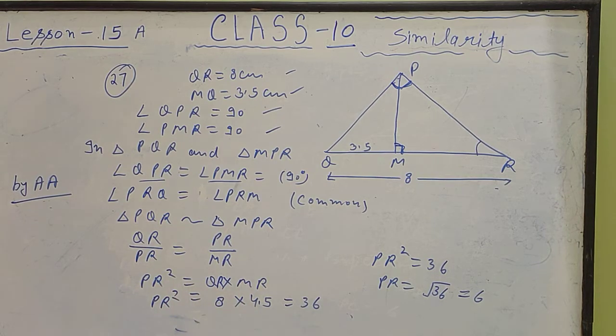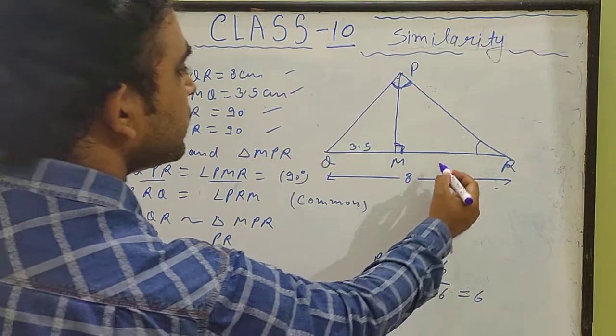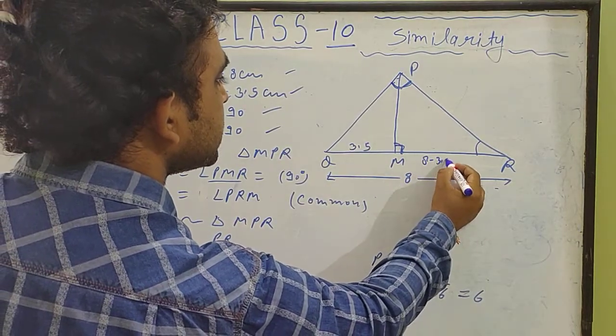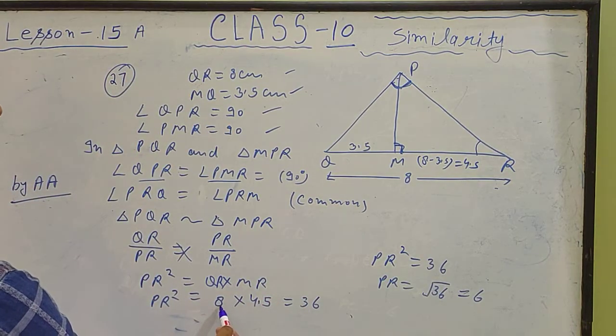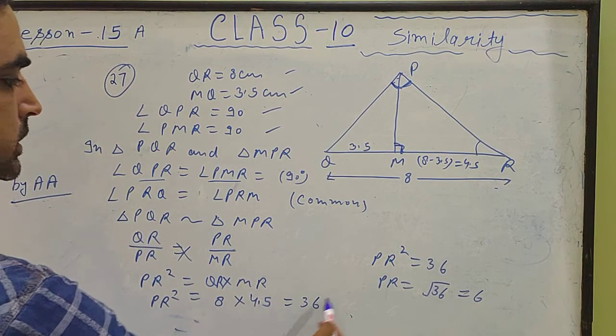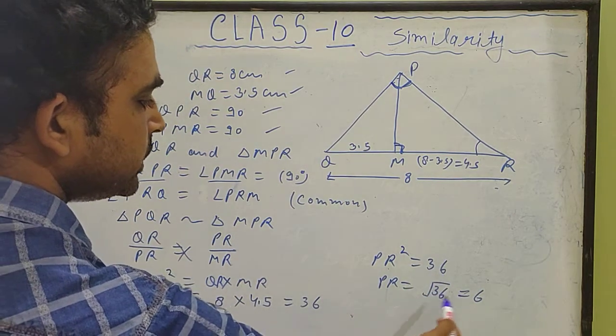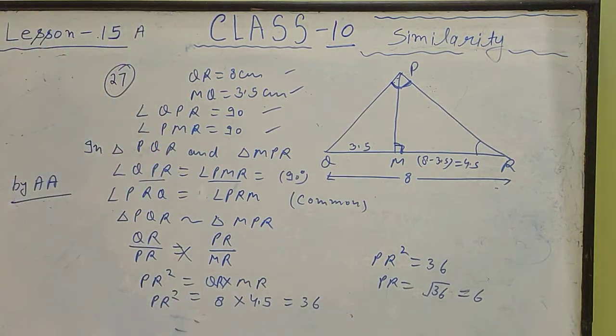So we use the similarity property, meaning QR upon PR is equal to PR upon MR. Now cross multiply, so PR square is equal to QR into MR. QR is given as 8 and MR is 8 minus 3.5, which is equal to 4.5. So MR is equal to 4.5. So 8 into 4.5 is equal to 36. PR square is equal to 36, so PR is equal to the square root of 36, which is 6. Means PR will be 6. Okay, note down this question.